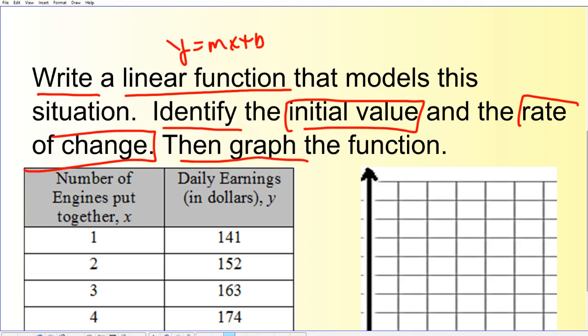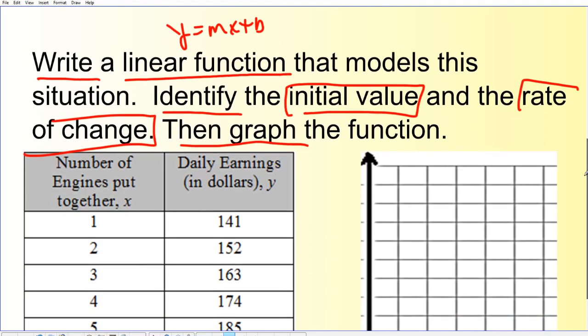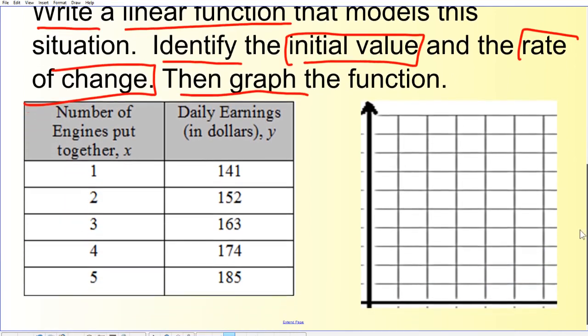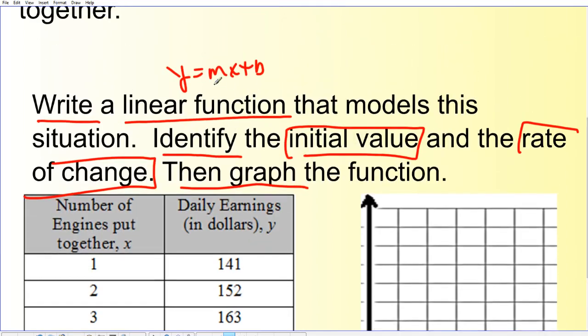Then graph. Holy cow. So they want me to do 4 things in this problem. Write the equation, find the initial value, find the rate of change, graph the function. Okay. Well, I'm looking at this, and I'm saying, okay, can I write the equation from this right away? Not really. We can't really write the equation until we have the initial value and the rate of change, because that's my slope and my y-intercept. So if I find slope and intercept, then yeah, I can write the function.